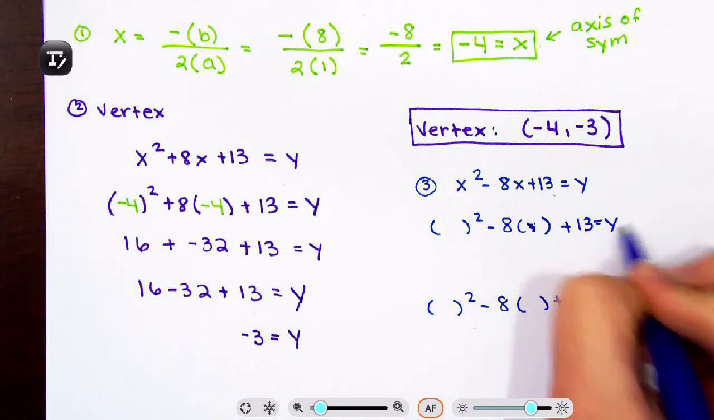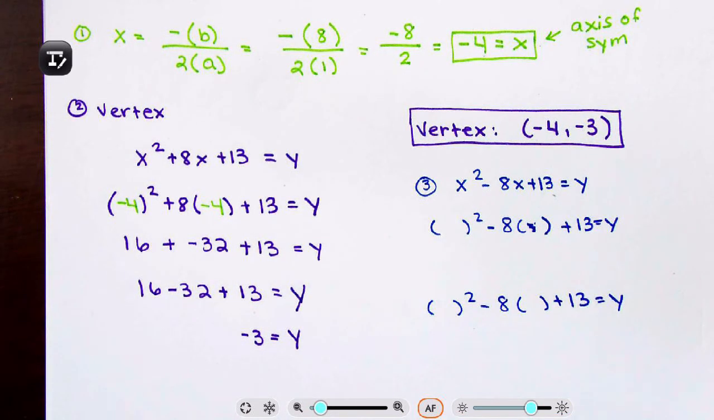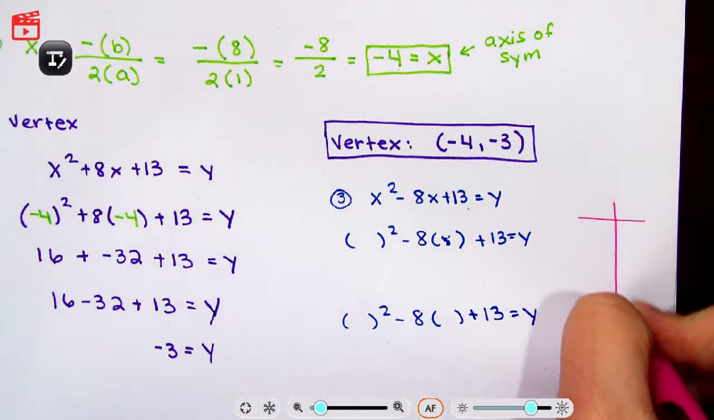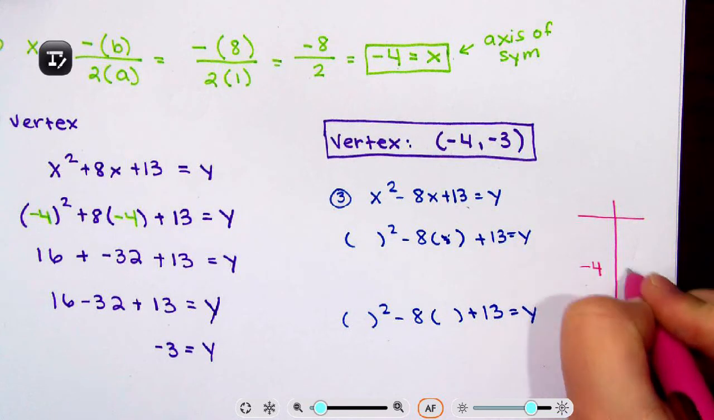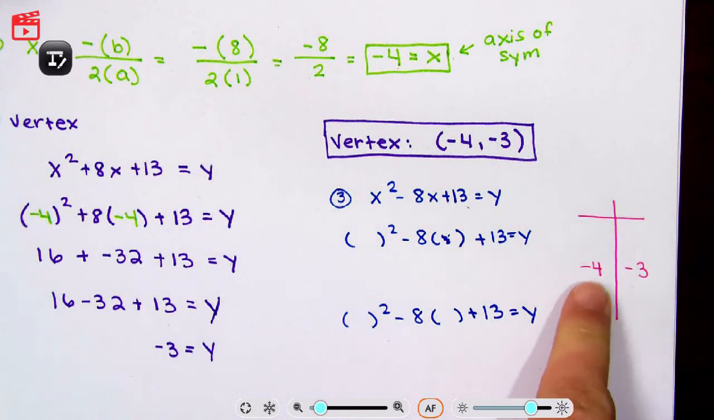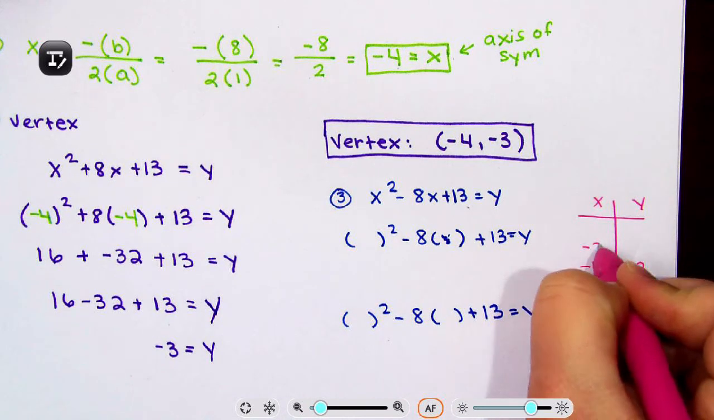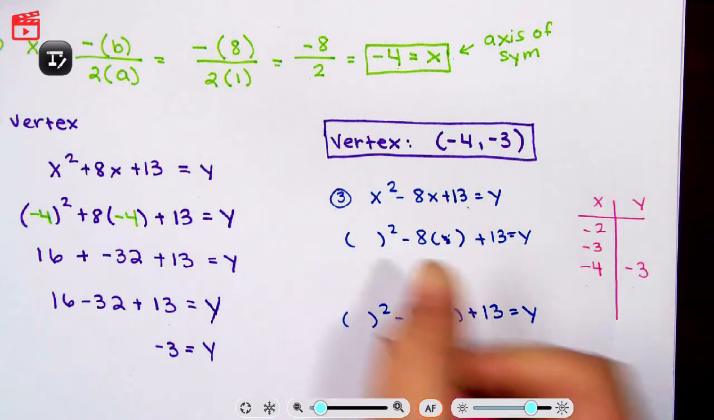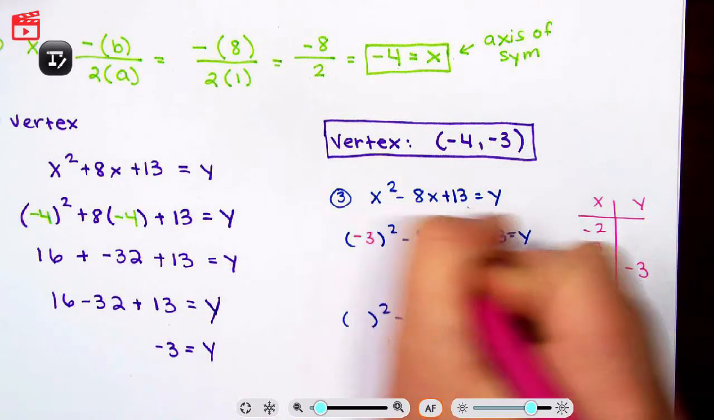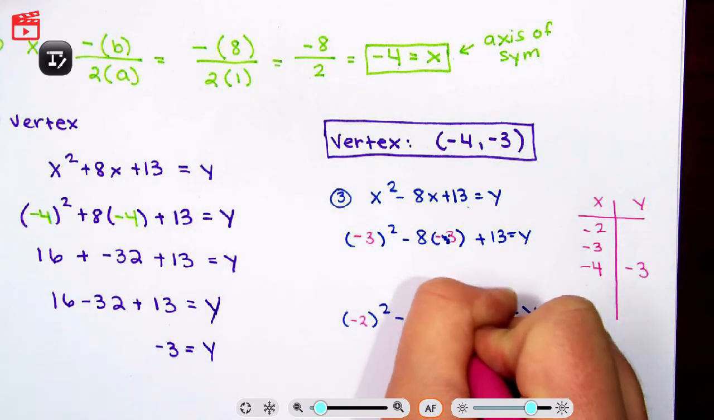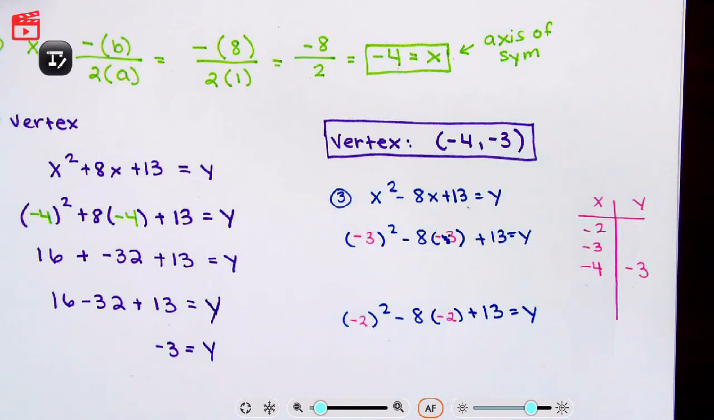Now, what are those numbers? You can do a t-chart kind of off to the side here. Write your vertex, and you want numbers that are very close to this x value. So I'm going to choose a -3, and I'm going to choose a -2. So first I'm going to do a -3 as my input. There should be a -3 here. And then I'll do a -2 as my input. Use a calculator if you need to.